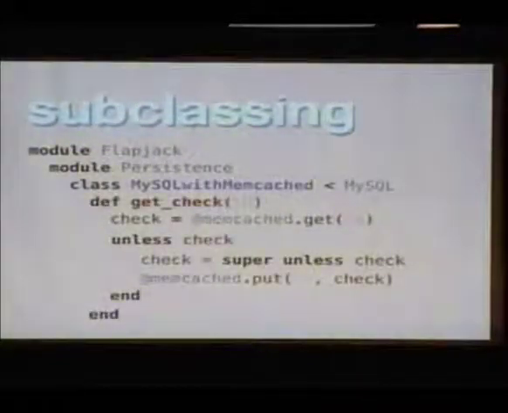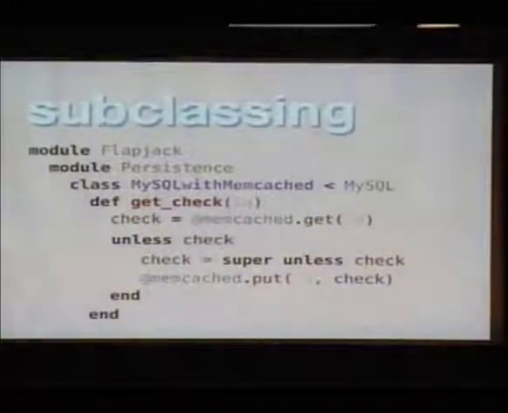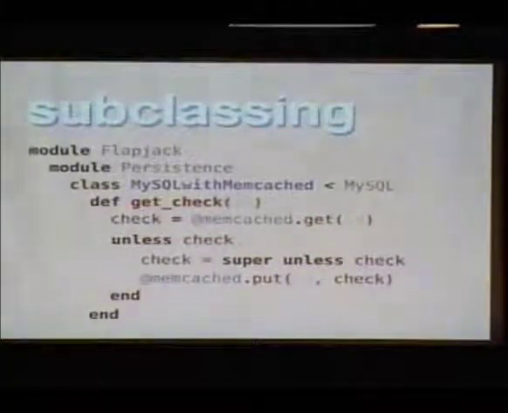we can actually subclass it. So we can do things like, when I get a check, look up that check ID in Memcached. If we don't have a valid check ID for that, then we call the super method, which is just going to call the original getCheck method on the MySQL class. Then that will return a check from the database. Then we update it in Memcached, and then we return the result to a client. So that means that you can just throw in a Memcached caching layer, or whatever other caching technology, on top of your existing persistence layer, which is very, very cool.